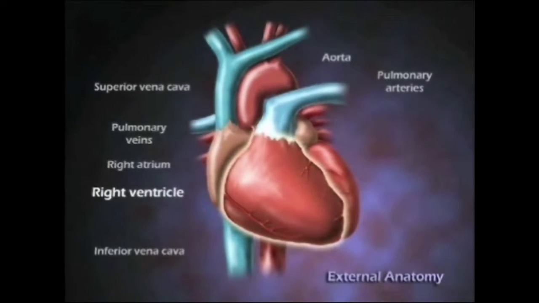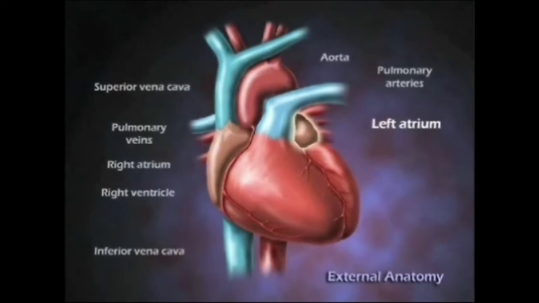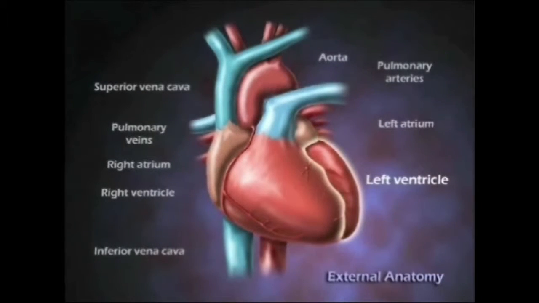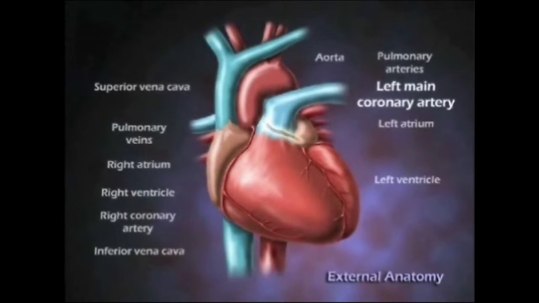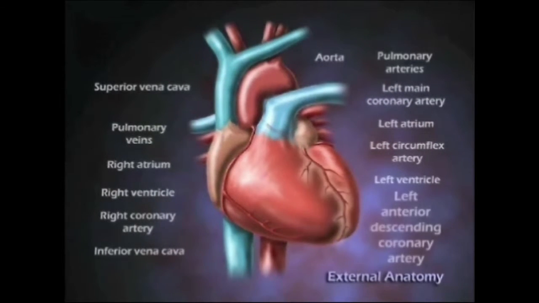the right ventricle, the left atrium, and the left ventricle. The major epicardial arteries that supply blood to the heart are the right coronary artery and the left main coronary artery, which typically branches into the left circumflex artery and the left anterior descending artery.